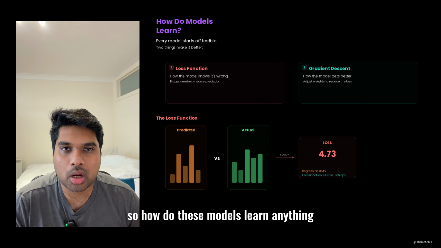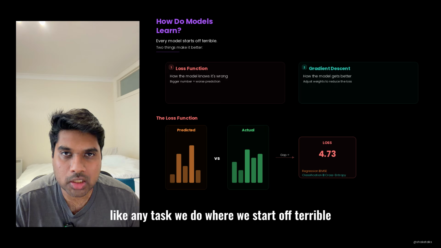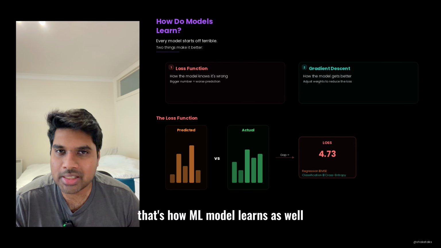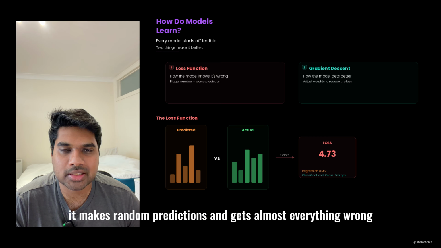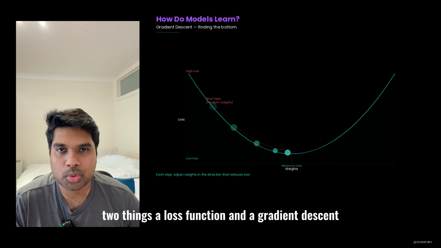So how do these models learn anything? Like any task we do, where we start off terrible and learn based on our mistakes and improve, that's how an ML model learns as well. Every model starts off terrible. It makes random predictions and gets almost everything wrong. So how does it go from terrible to being useful? Two things: a loss function and gradient descent.